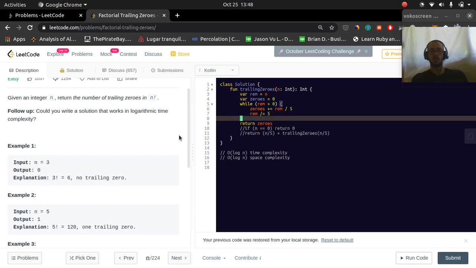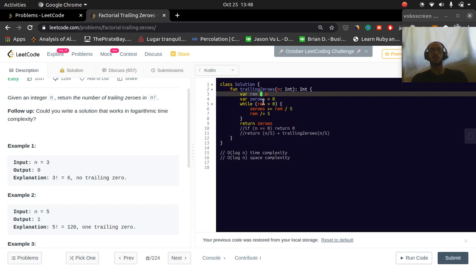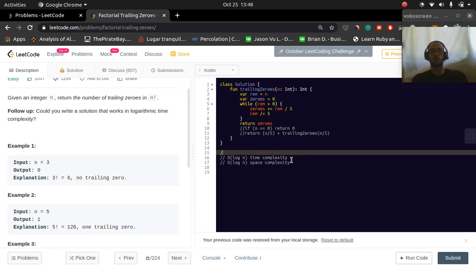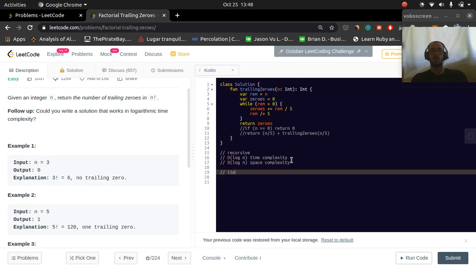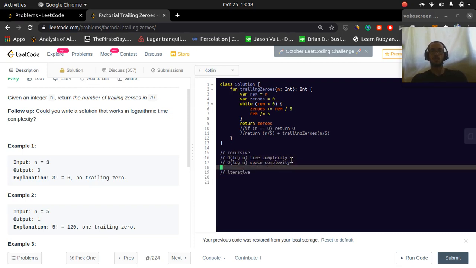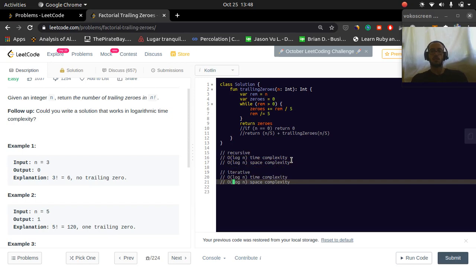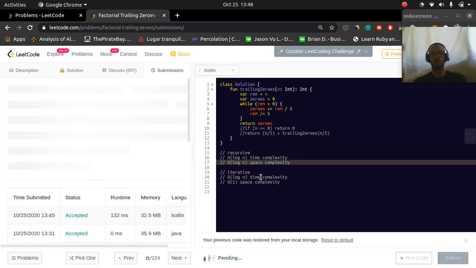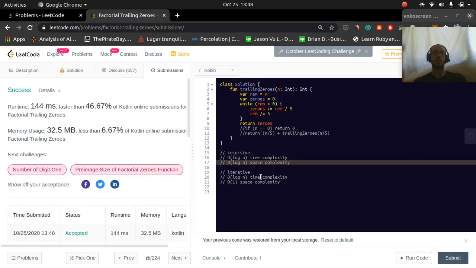Okay, let's see if this works. We're running through this in log n times, and we're only saving these two int variables, so it's constant space. So recursive, iterative. Okay, let's run this and see what happens. Okay, you guys, so there's a log n time complexity, constant space complexity solution for you.